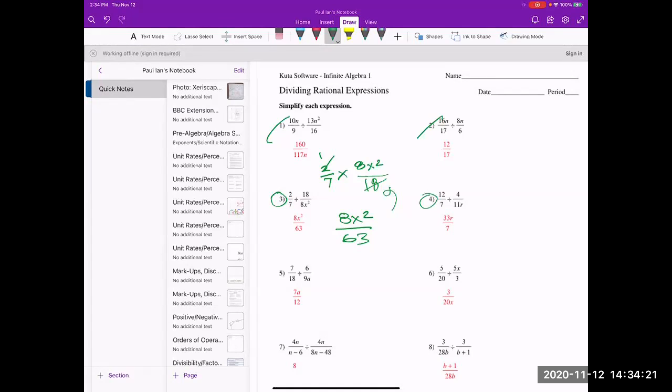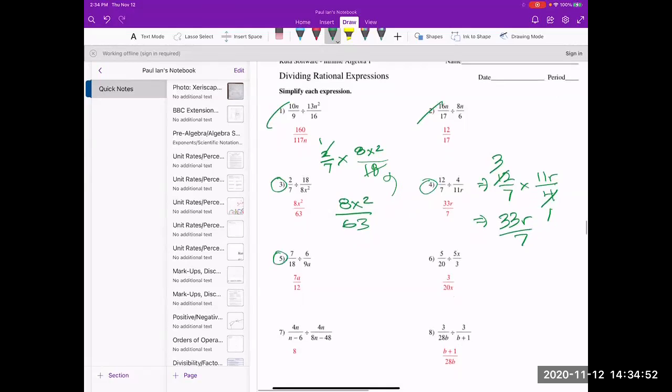What's the first thing? Flip the second term. Okay, so flip the second term. So that's 12 over 7 plus 11r over 4. And simplify. What are you simplifying on this one? The 12 and the 4. Good. Okay. And then what? Multiply. 33r over 7, right? Yeah. Okay. Number 5. What's the first thing?